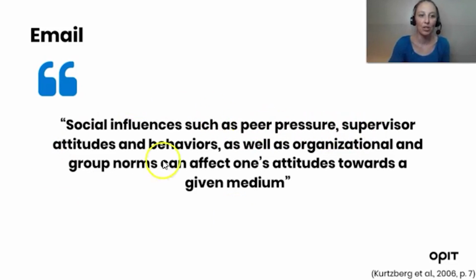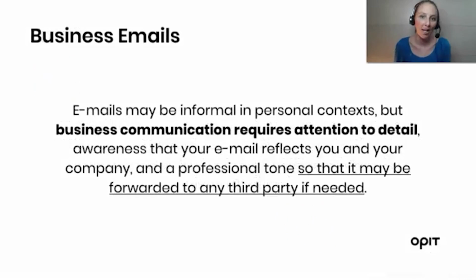Social influences such as peer pressure, supervisor attitudes and behaviors, as well as organizational and group norms can affect one's attitude towards a given medium. So it can also be very situational and context specific and be based on the communicative norms, the expectations of a given organization. You may be working for an organization that uses email almost exclusively for its inter-office communications, or you may be working for an organization that really expects that face-to-face element, or that you pick up the phone and call and provide the tone of voice cues that you wouldn't get in an email. So it's important to keep in mind the expectations in the professional environment that you are in when you're deciding if it is appropriate to send an email.